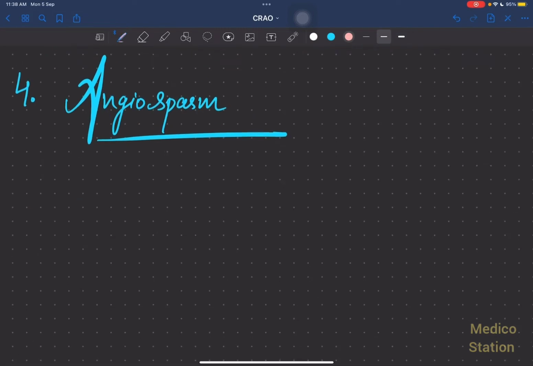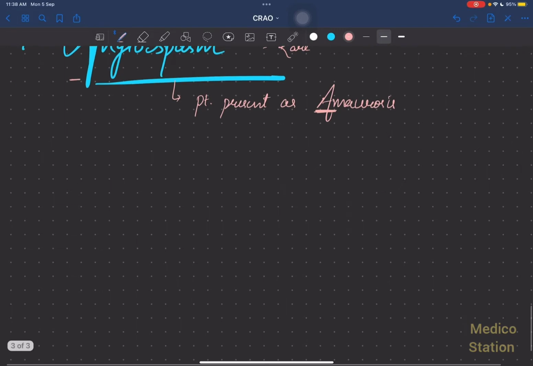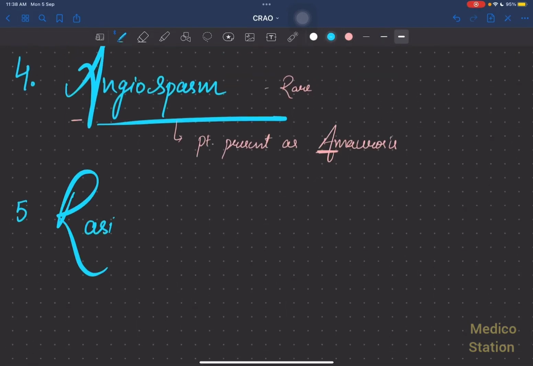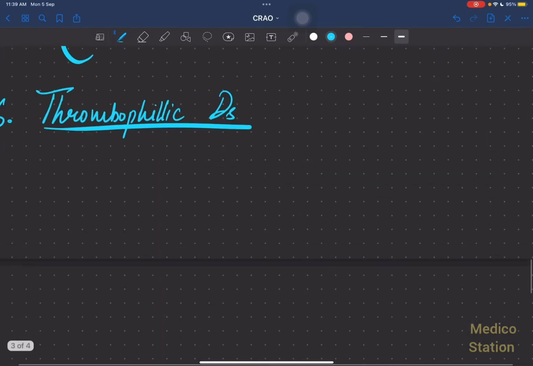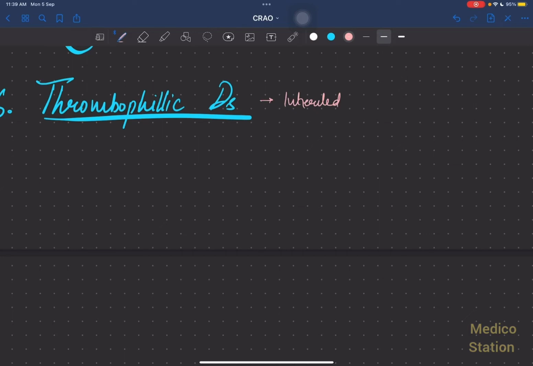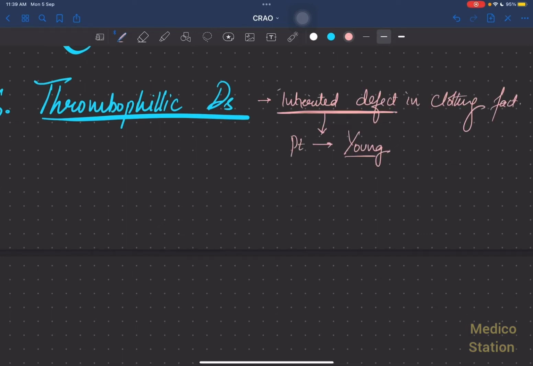Fourth is angiospasm. Due to angiospasm, the patient presents with amaurosis. Fifth is raised intraocular pressure. And sixth is thrombophilic disorders. Thrombophilic disorder is an inherited defect in the clotting factor, which manifests in young patients, whereas in atherosclerosis, the patient is old.